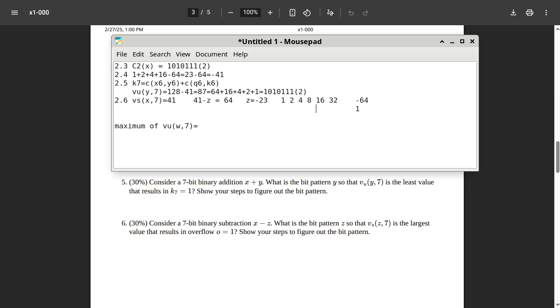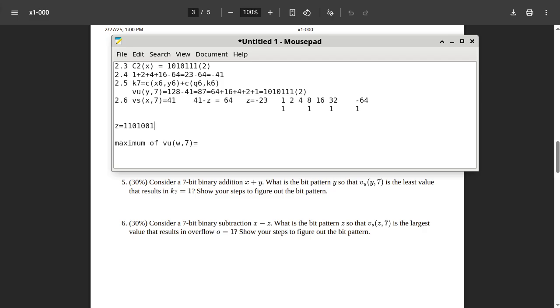And we already know what 41 looks like. So 41 is going to need one of these, and also just one of these. So now this is as a bit pattern. Z as a bit pattern is going to be one of negative 64, one of 32, none of 16, one of 8, none of 4, none of 2, and one of 1.